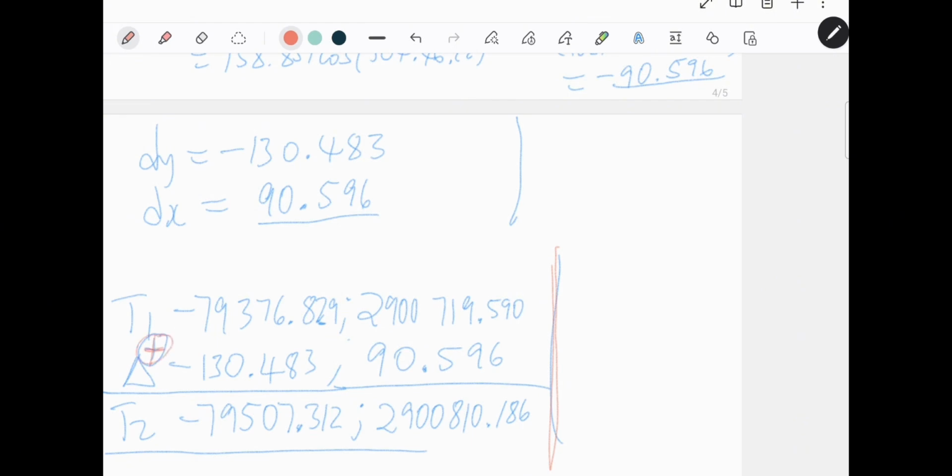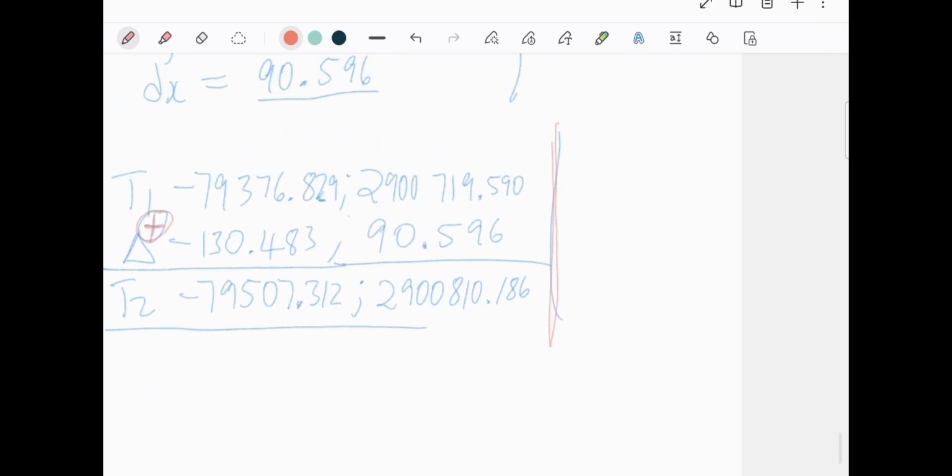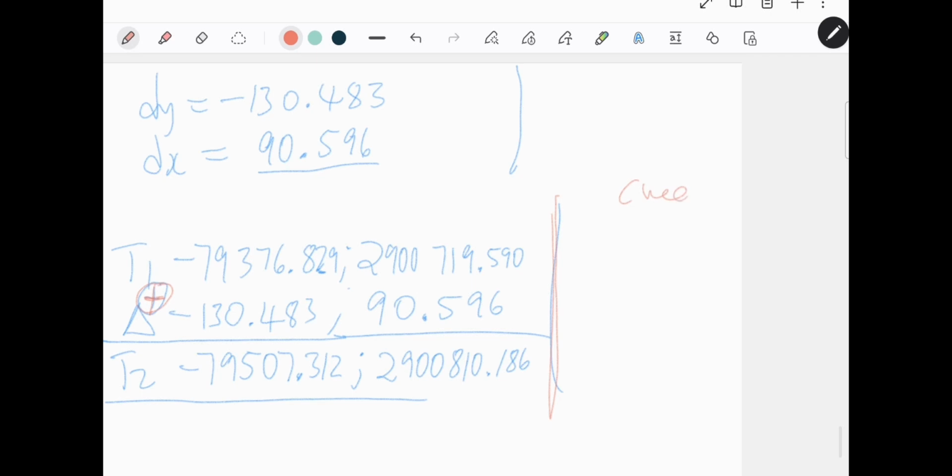Now we are short of what? Your elevation. We are moving from T1. Oh, the check. You're supposed to do a check. Do a check, guys. Now, since you have your coordinates, you can perform your check.